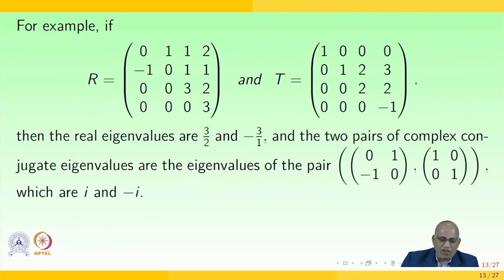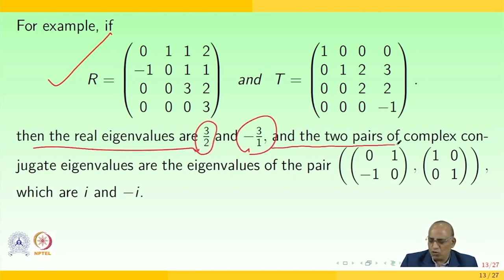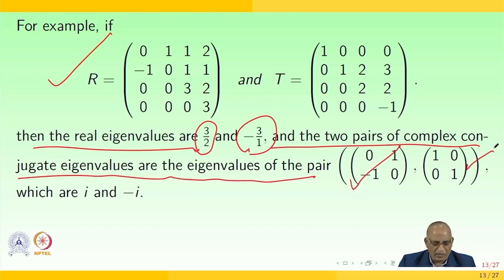For example, if R is equal to, let's say, 0, 1, 1, 2, minus 1, 0, 1, 1, 0, 0, 3, 2, 0, 0, 0, 3, and T is equal to 1, 0, 0, 0, 0, 1, 2, 3, 0, 0, 2, 2, 0, 0, 0, minus 1. Then the real eigenvalues are 3 by 2 and minus 3 by 1, and the two pairs of complex conjugate eigenvalues are the eigenvalues of the pairs 0, 1, minus 1, 0, and 1, 0, 0, 1, which are i and minus i.